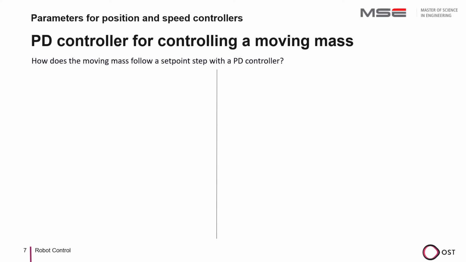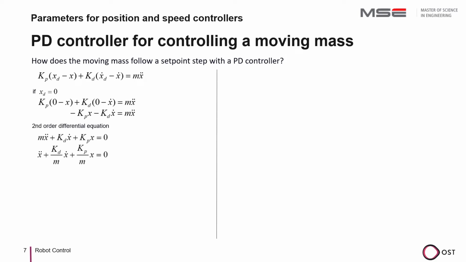Let us consider the differential equation from before. Since we are interested in the homogeneous solution, we set xd to 0. This leads to the following homogeneous differential equation of second order, which looks familiar. We substitute the quotient Kd by m with 2 delta and the quotient Kp by m with omega squared and obtain the well-known oscillation equation.